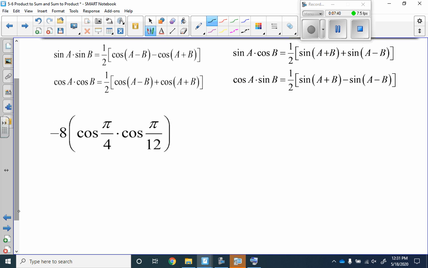Try and see if you can do this one on your own to find the exact value. You're working with some radian measures, and I mean we do have pi over 4, we just don't have the pi over 12. So try and see if you can get this to simplify to an exact value.